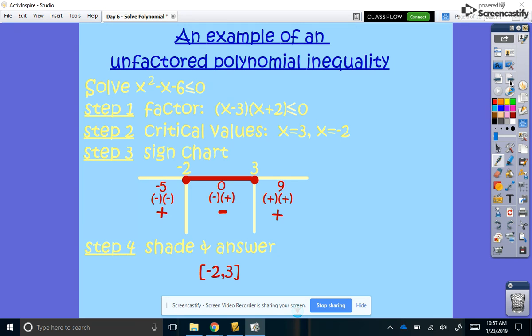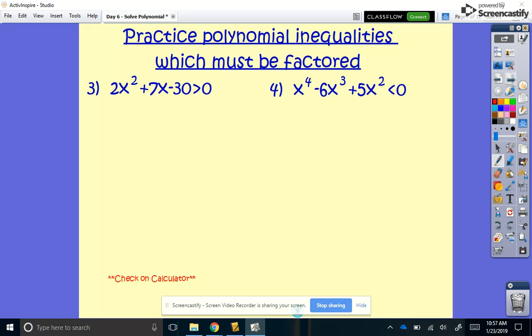Okay, so all we're going to add to this is you may need to factor the polynomial before you name your critical values. So you can look at this example here, or you can keep going, and we'll do a couple on our own. So I have 2x squared plus 7x minus 30. I'm going to factor this with the AC method. So I would come off to the side and say, what two numbers can I multiply to get negative 60 and add to get 7?